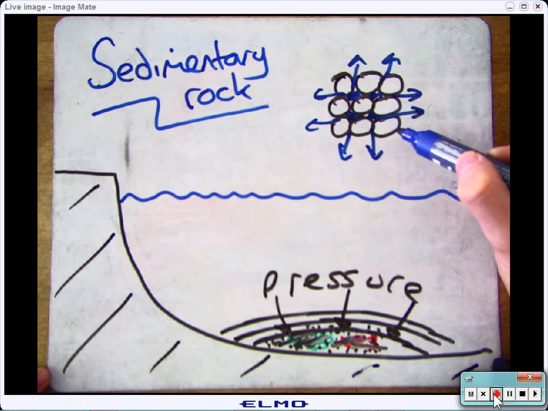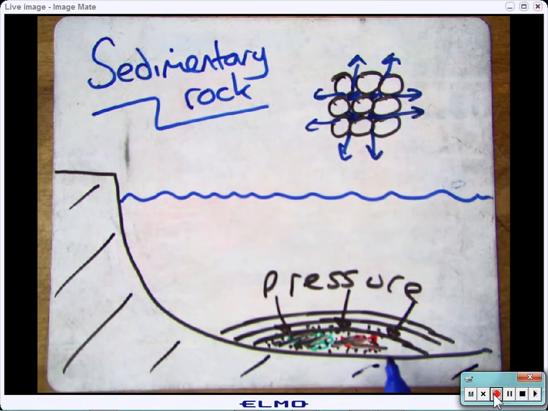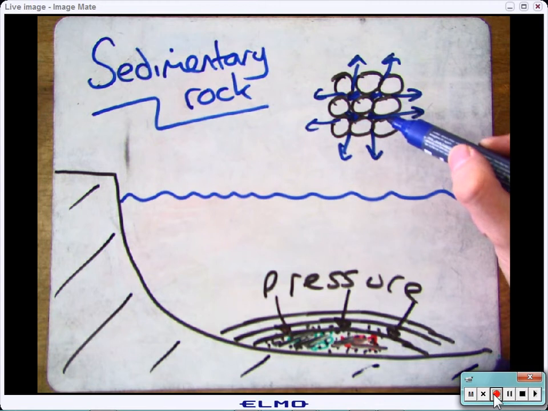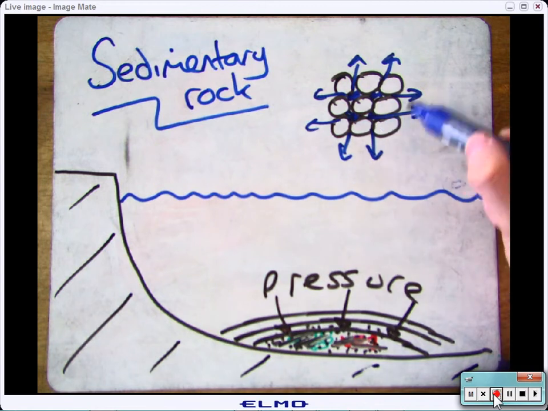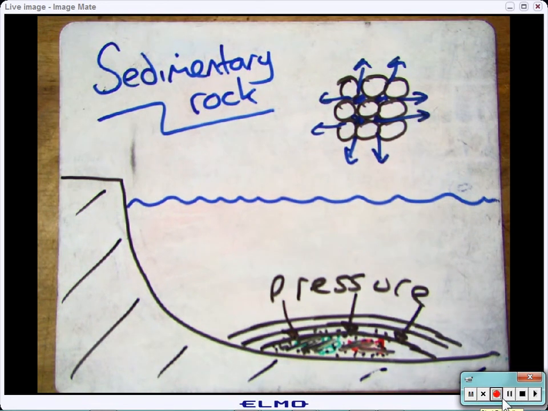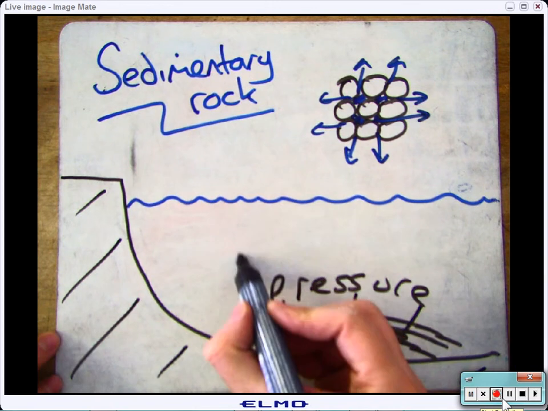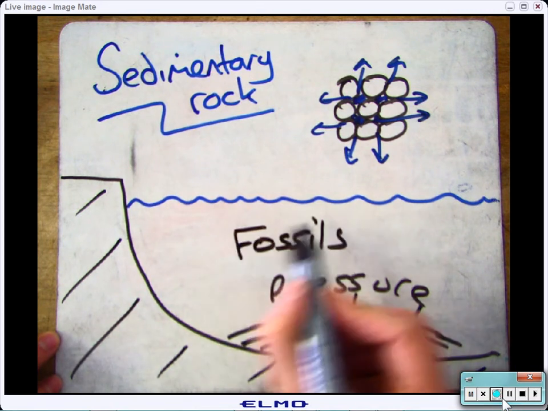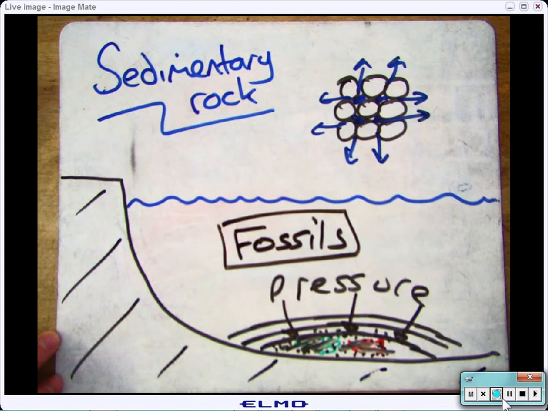So I'll recap that. Sedimentary rock is plants and animals dying at the bottom, getting covered up by different types of rock. As the layers build up, pressure increases. As the pressure increases, the water and minerals get crushed and squeezed out. It cements together, and that forms your sedimentary rock. One of the key features of sedimentary rocks is that they contain fossils. So if you get anything in the exam that's got a fossil in it, straight away go to sedimentary rock.